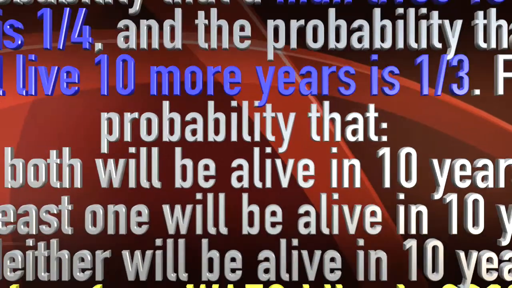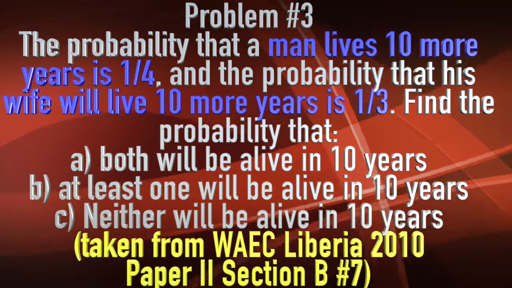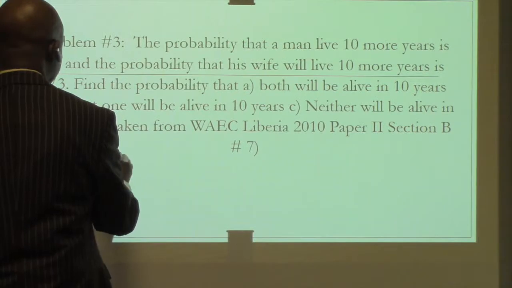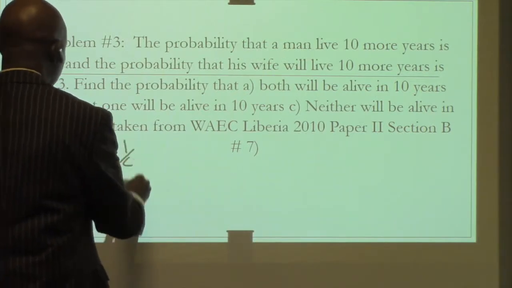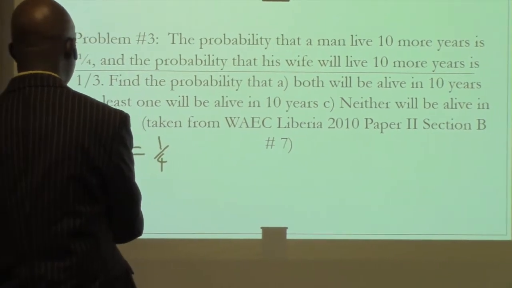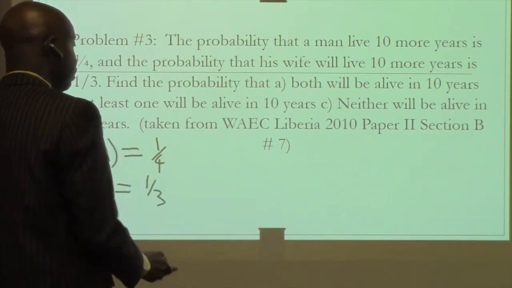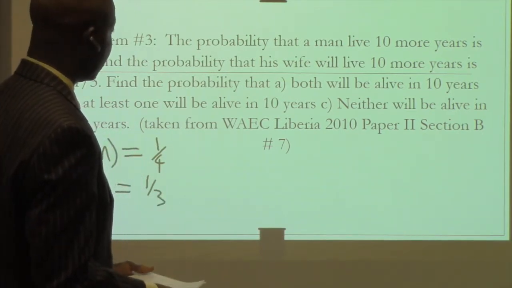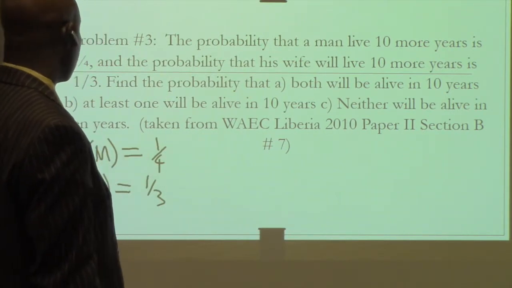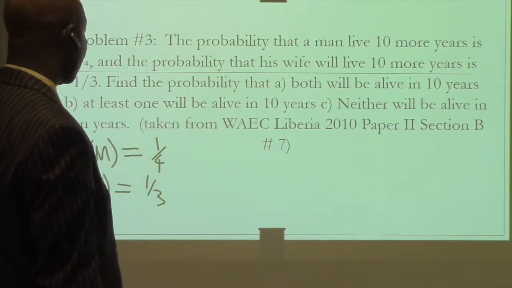It says here the probability that a man lives 10 more years is 1/4. So let's say the probability of a man living for an additional 10 years is 1/4. And the probability that his wife will live for an additional 10 years, so we'll use W for wife, is 1/3. Find the probability that both will be alive in 10 years, at least one will be alive in 10 years, and neither will be alive in 10 years.